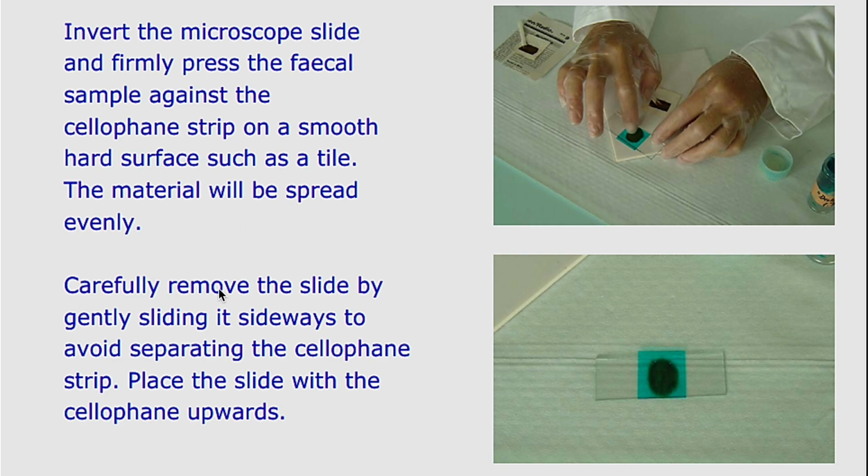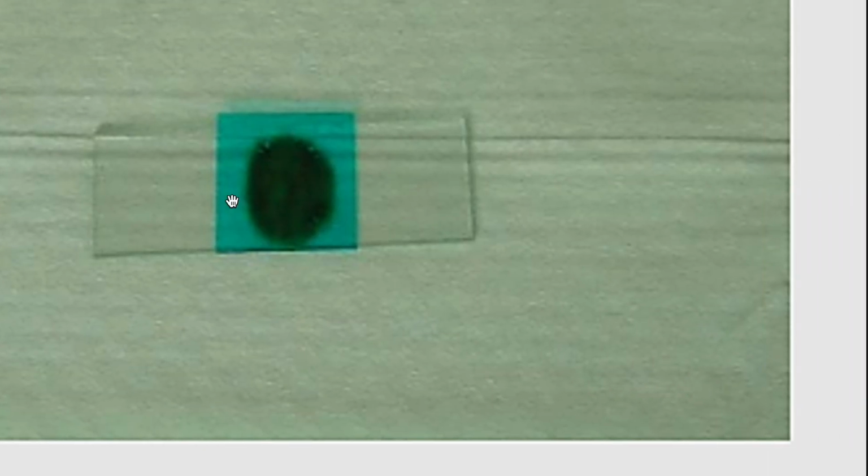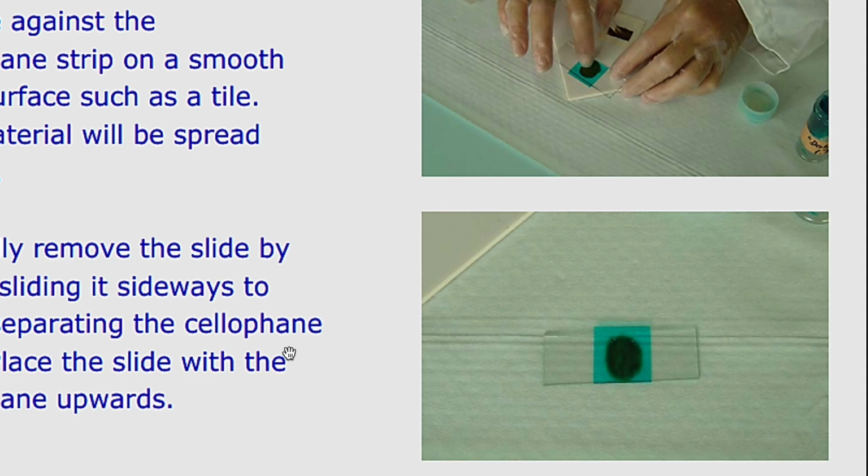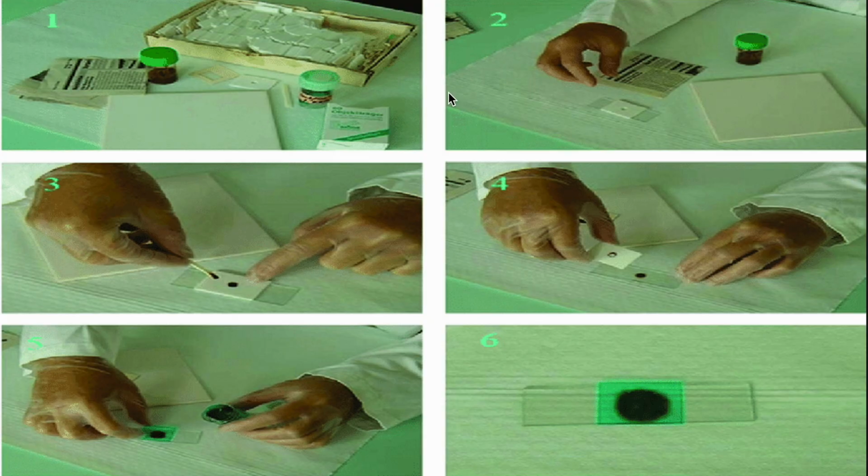And carefully remove the slide by gently sliding it sideways to avoid separating the cellophane strip, and place the slide with the cellophane upward. So there is now this orientation of the specimen with the cellophane on top. This just sums up the procedure, and how would you check for the thickness of the smear? Of course, if you can still see the print in a newspaper or in a printed material.